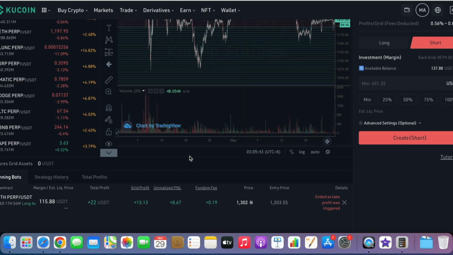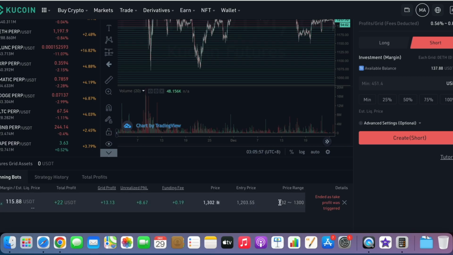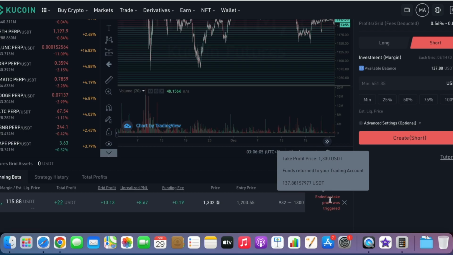Actually, I didn't have any intention of closing this bot, but the thing is, when I set up this bot, even though my price range was from 930 to 1300, you can see the bot was ended as a take profit was triggered, and you can see the take profit price was 1330. When I set up this bot, I put the take profit target at 1330. So since this take profit price was hit, this bot was closed.